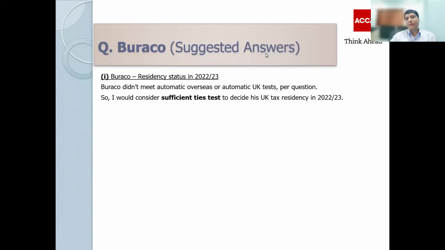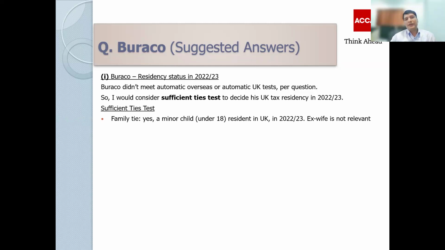Thank you, Sumit. Family tie, work tie, accommodation tie. Yeah, remember these 3 at least. I'm going to be discussing 5, but always remember a minimum of 3. Family tie, accommodation tie, work tie. Let's look at this.